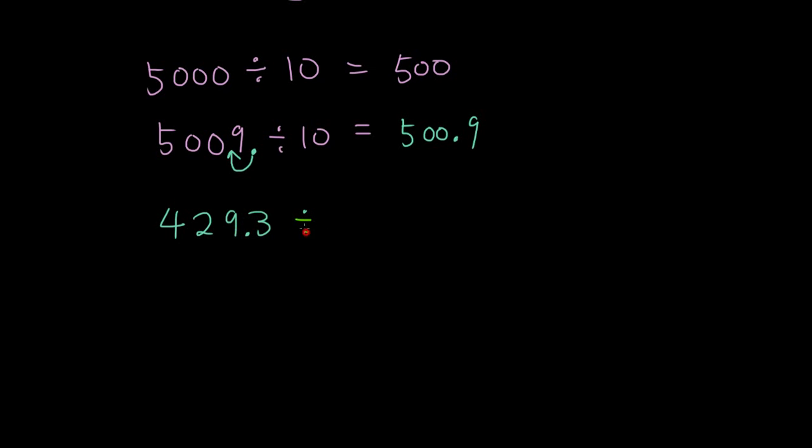Okay, so doing that same sort of principle, let's try 429.3 divided by 100. Now because we're dividing, we move the decimal point to the left. 1, 2, twice, because we have 2 zeros, so you move it to the left twice. So the answer is 5.293.